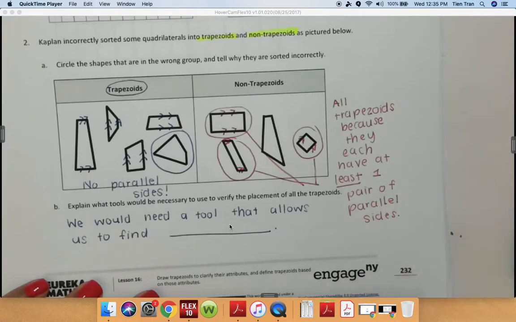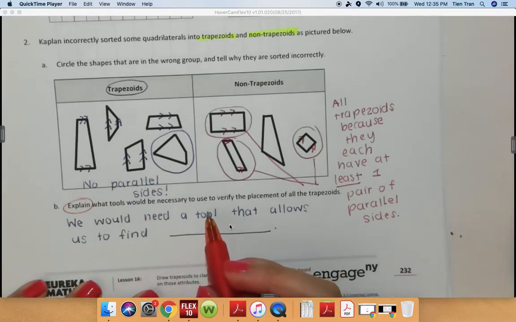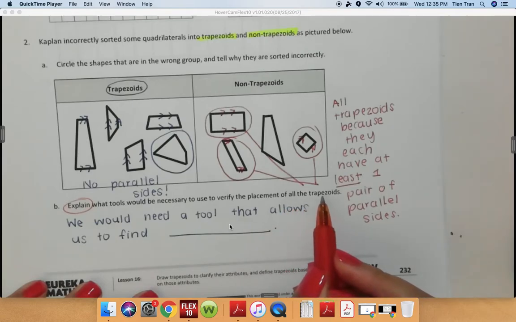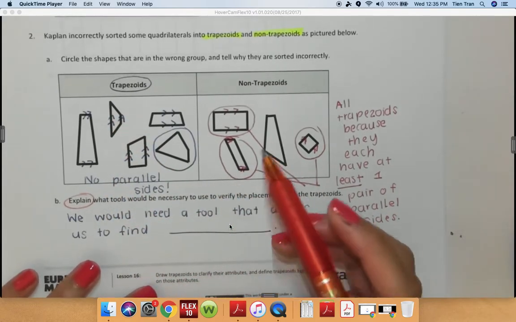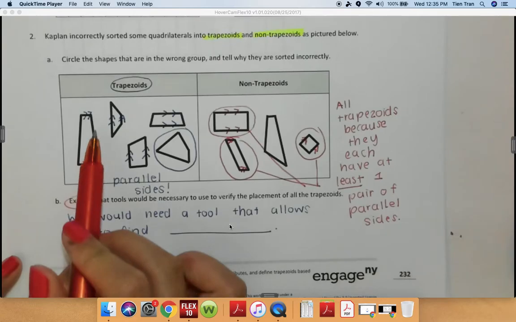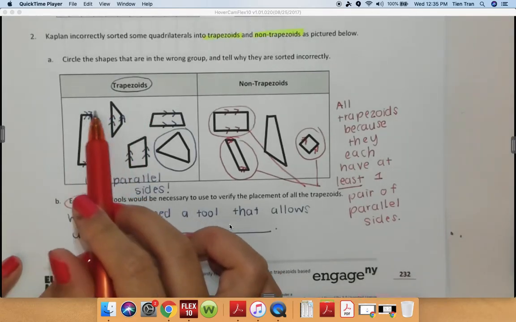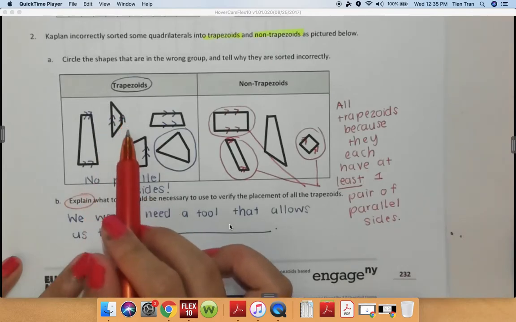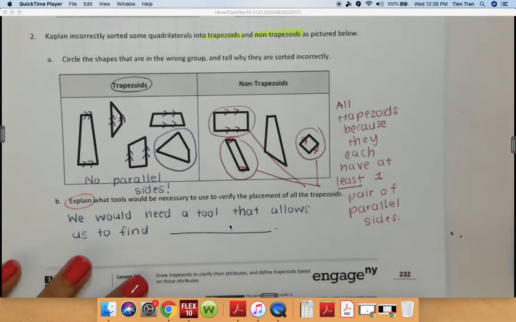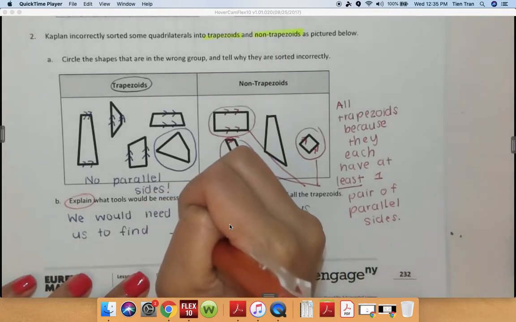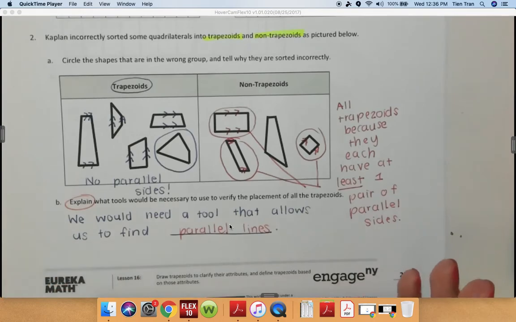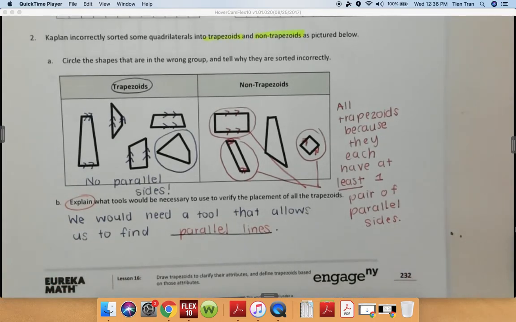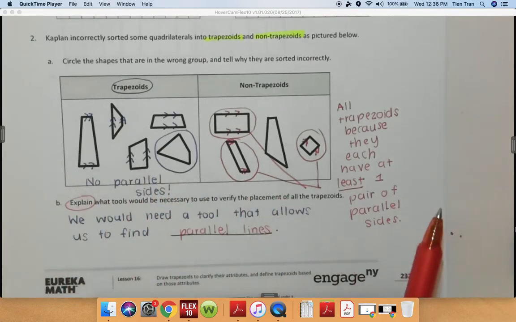So for problem B, explain what tools would be necessary to verify the placement of all the trapezoids. So we don't know if they actually are parallel, but the way they look tells us that they are. If you notice, these are both straight edge sides that are the same. So that's how I'm assuming that they are parallel. But to figure that out for real, we would need a tool that actually allows us to find parallel lines. Without a tool, you can't 100% say it's parallel. However, you can assume in this case because of the drawings that they created.